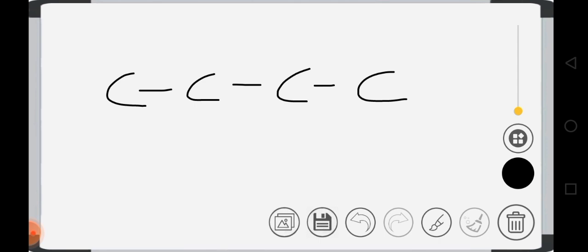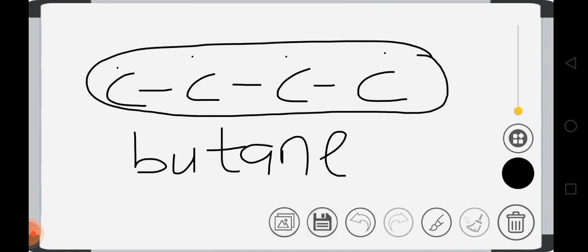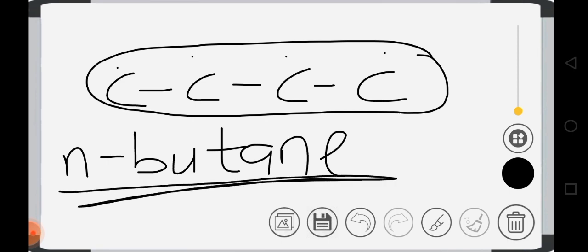Now, how many carbon atoms do we have here? We have 1, 2, 3, 4 carbon atoms. So number 4 in the homologous series is what? Butane. Now, since there is no double bond, it's single bond all through. So this is butane. Since it's a straight chain of butane, there's no branch. We say N-butane. That means normal butane. Straight. This one means straight chain butane. That is the meaning of that.